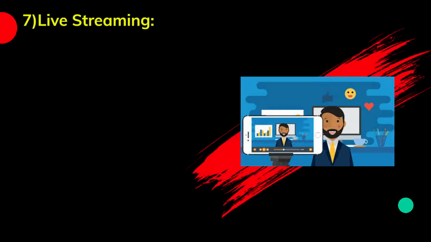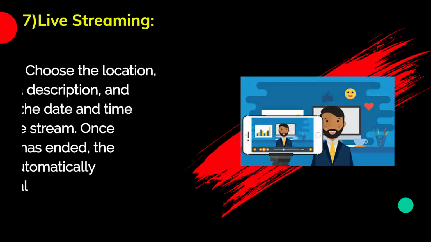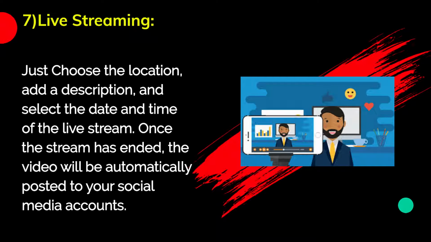Seventh, live streaming. Just choose the location, add a description, and select the date and time of the live stream. Once the stream has ended, the video will be automatically posted to your social media accounts.